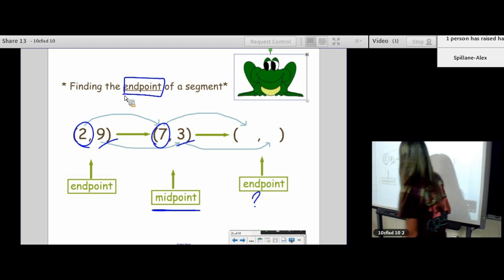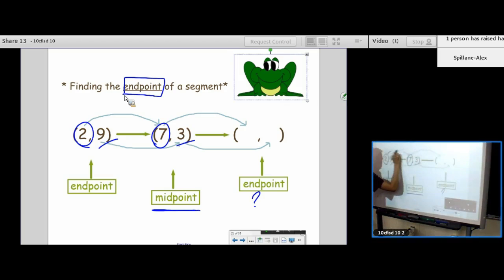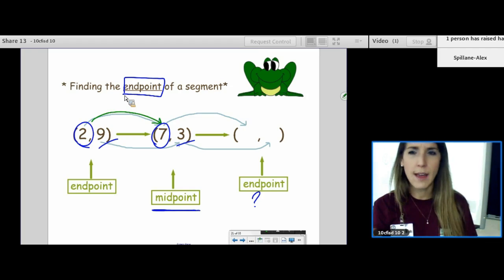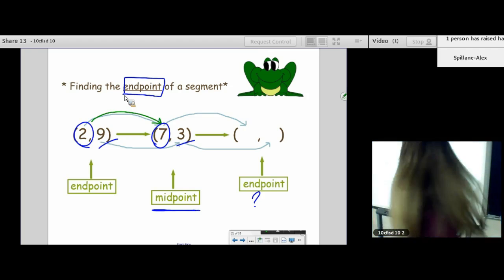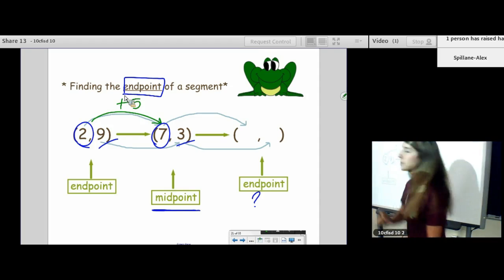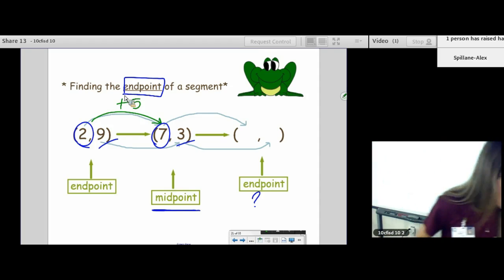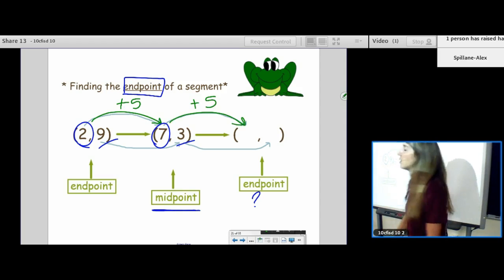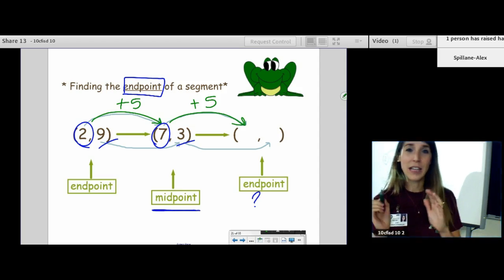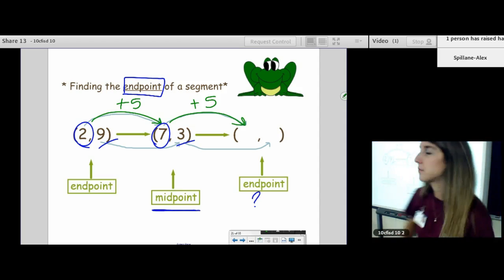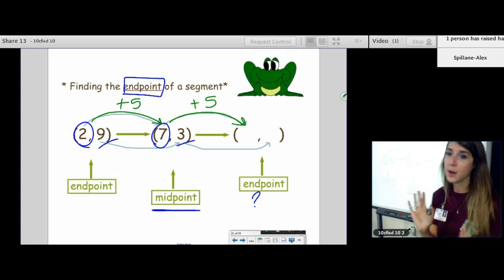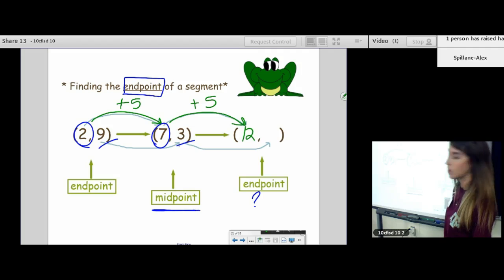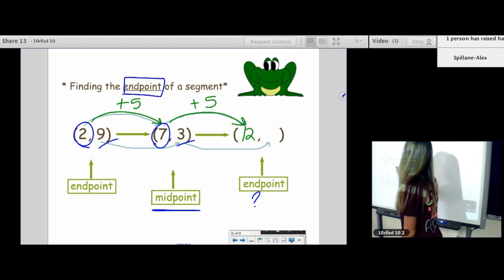Okay. So how we're going to do this is we're going to ask ourselves, how far do you leap if you have to go from 2 to 7? How far do you leap? Well, that's plus 5. How far do you leap to get to your next endpoint? Well, you just go the same amount again. So you leap 5 and 5. So I'm at 7, and I want to leap 5. Get 12. Cool.